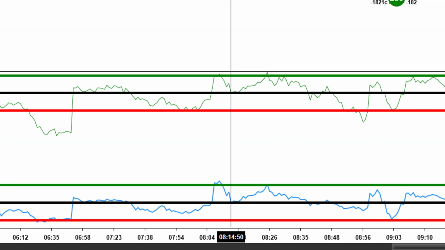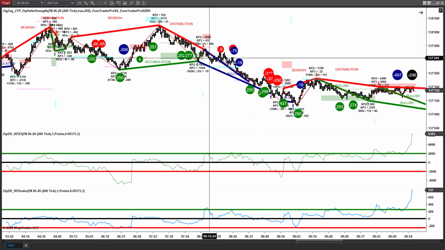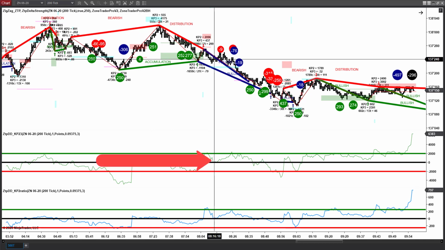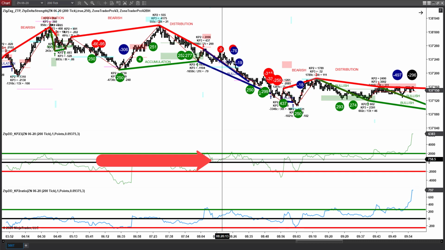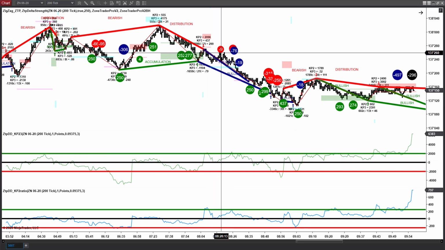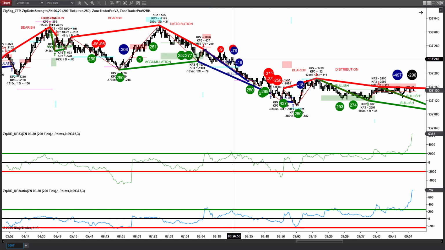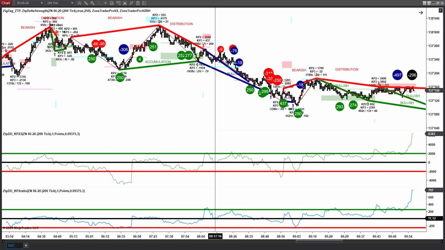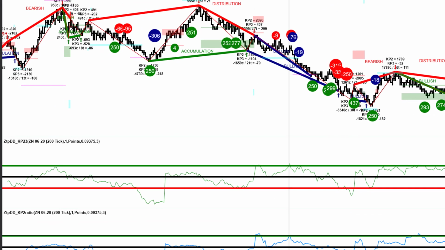And then the line zigzags at this point right here on the chart. It really didn't zigzag all that much, got a little bounce. And then what you actually see is you see buying from this point all the way to here. But what's interesting is even though you have the zigzag, the KP2 ratio itself is rising. And what does that mean?